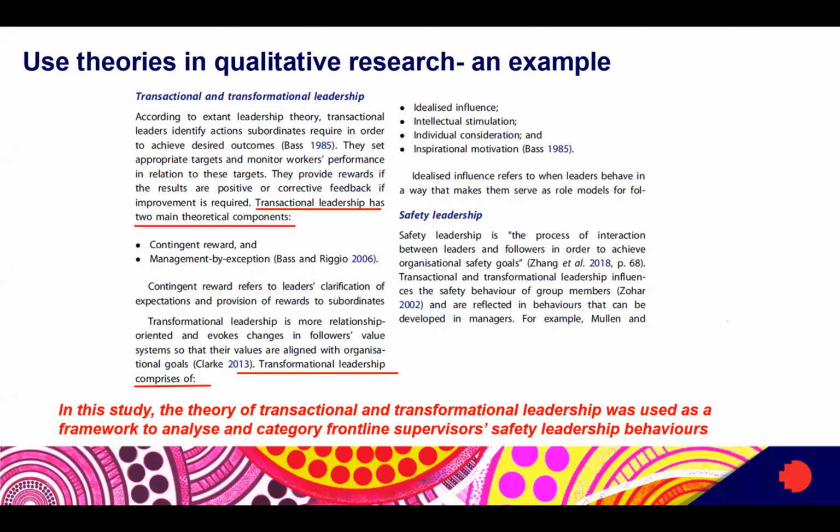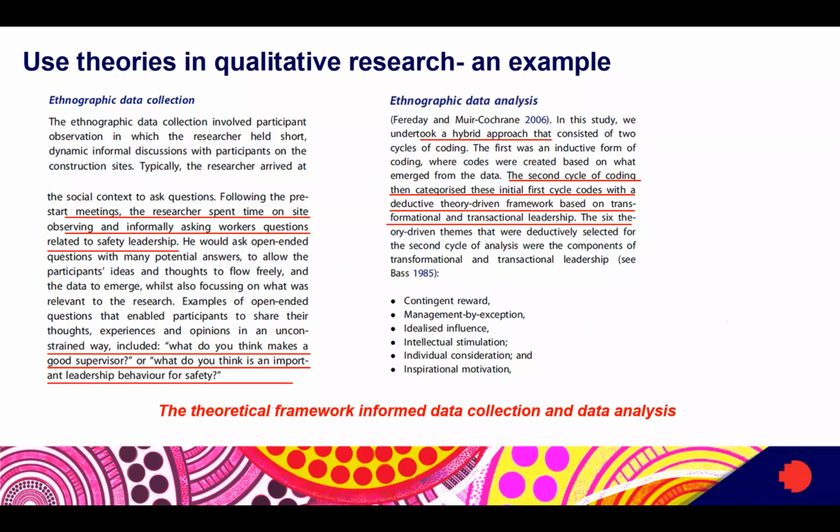Transformational leadership has four theoretical components, including idealized influence, intellectual stimulation, individualized consideration, and inspirational motivation. So all these theoretical components will be guiding the analysis and organizing of research data later. In this study, we collected the data through an ethnographic approach by which a researcher situated himself on a construction site for observation and for interacting with workers.